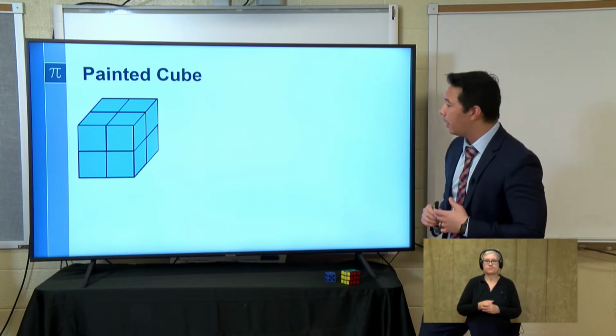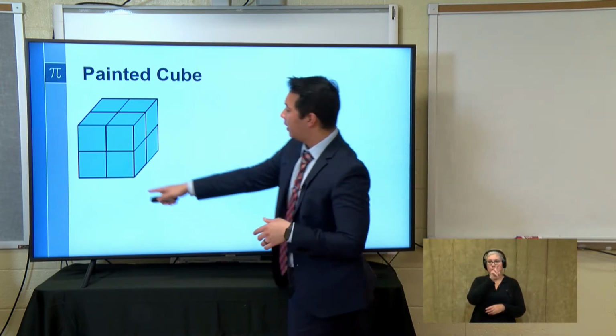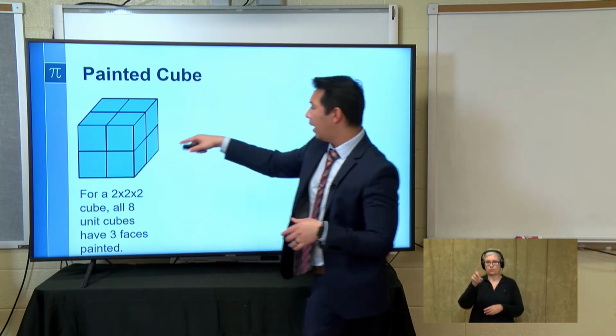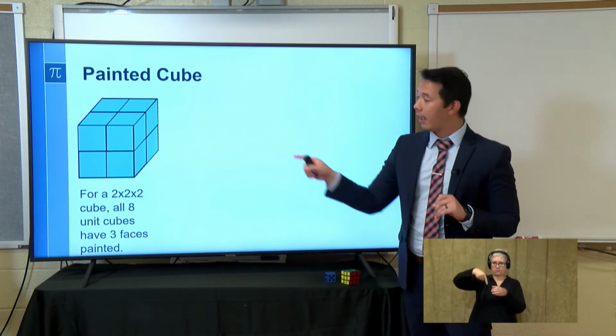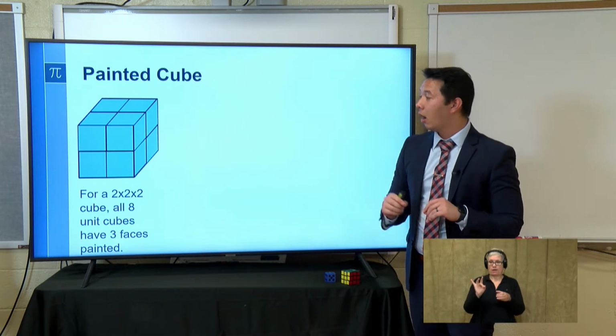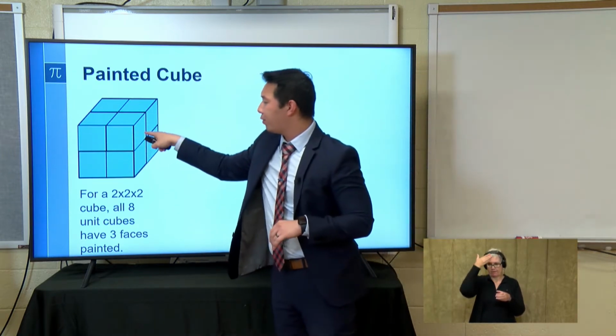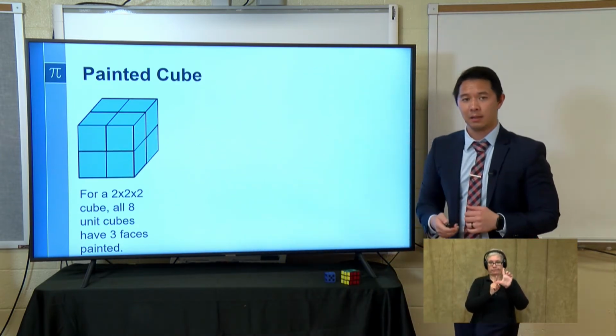So when we're talking about a 2x2x2 cube, here we have 8 total cubes, and if I cover that entire thing in paint, all 8 of the cubes in that size are going to have 3 faces, 1, 2, 3, that are covered in paint.